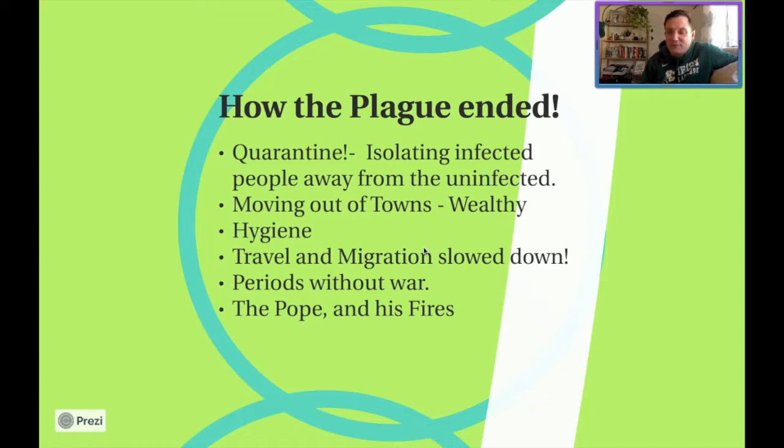Isolating infected people away from the uninfected. People were moving out of towns, right? This was typically wealthy people. They would move to country estates, getting out of the densely populated, overcrowded cities. Another one was hygiene. Just washing yourself more often was another way that the plague helped stop. Travel and migration also slowed down significantly because trade is going to decline.